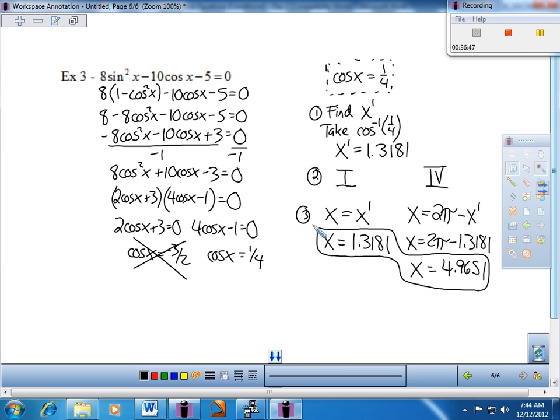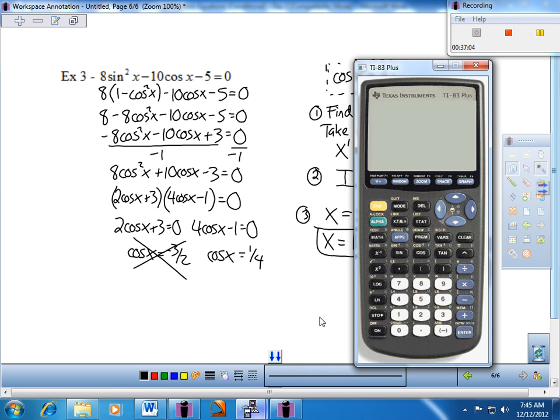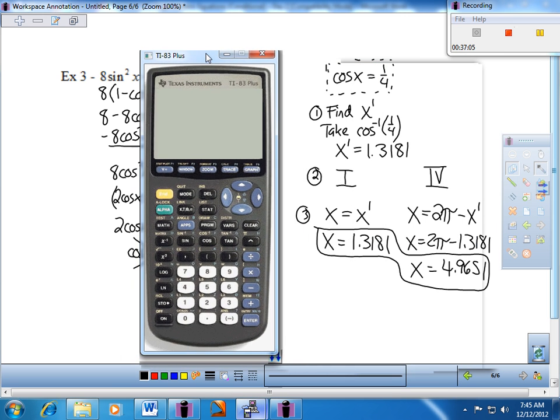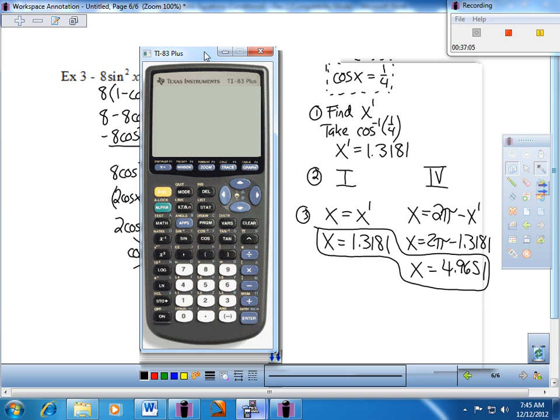So 1 in quadrant 1, 1 in quadrant 4, and those are your 2 values on the primary interval. Now remember, there are an infinite number of solutions for this equation. So just keep adding 2 pi and subtracting 2 pi forever and ever on both those values, and you'll keep getting them. Before we wrap this up, again, good lesson. We'll definitely look at this more on the day 3 notes worksheet. So if you're struggling with it a little bit, that's all right. You'll see some more with me.